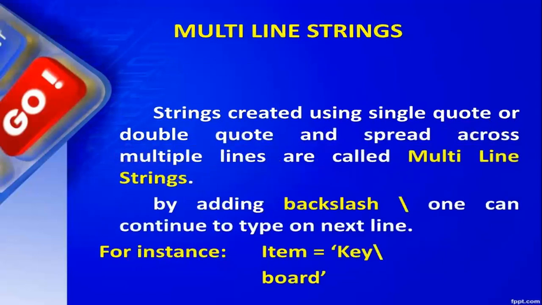So what are multi-line strings? Strings created using single quote or double quote and spread across multiple lines are called multi-line strings. By adding the backslash, one can continue to type on the next line. For example, keyboard, I have written in 2 words, but it will look on the screen as 1 word. I'll show you all this.